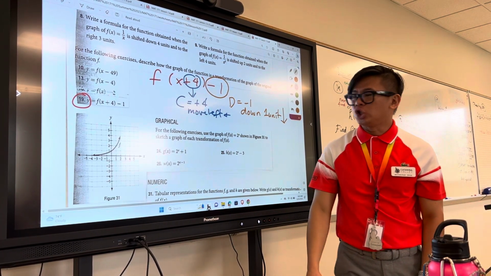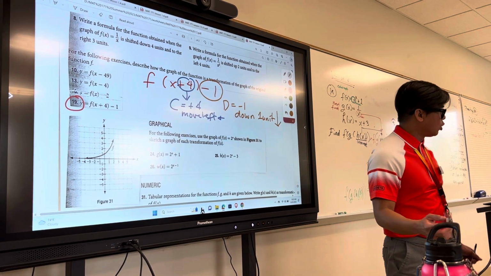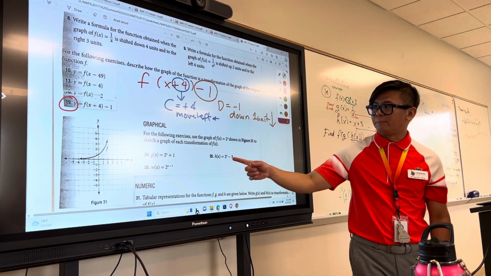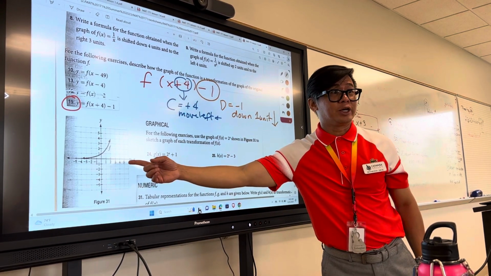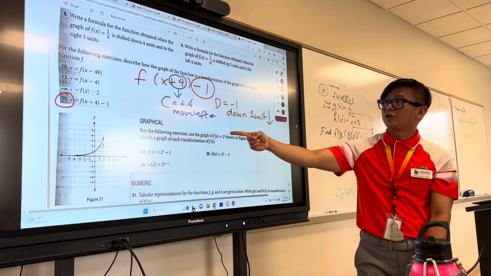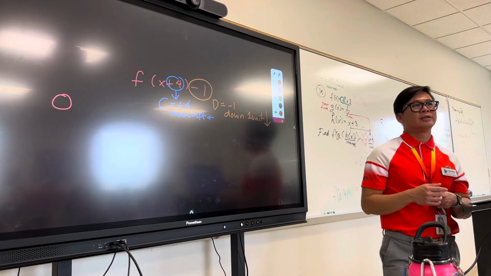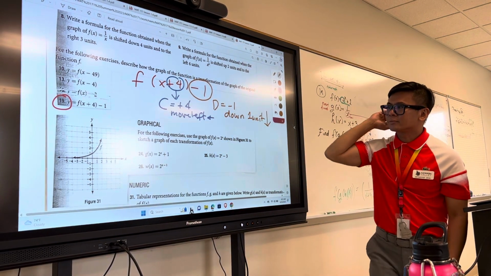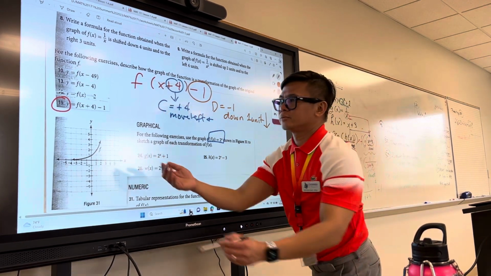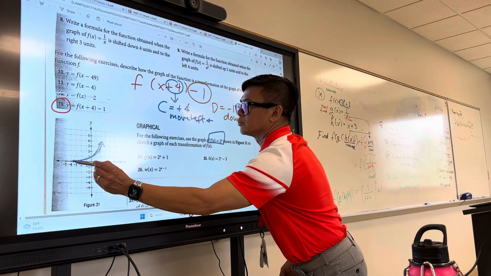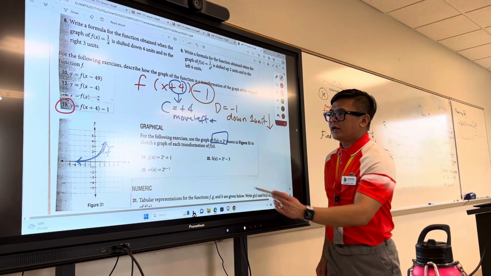Let's now try doing it graphically. In this case, let's read the instruction first and how we answer question number 24, 25, or 26. And again, in here, we are given a graph already. Let's read the graphical part. For the following exercises, use the graph of f of x equals 2 to the x power, shown in figure 31, to sketch a graph of each transformation of f of x. Thank you. And in this case, let's try to deal with number 25.